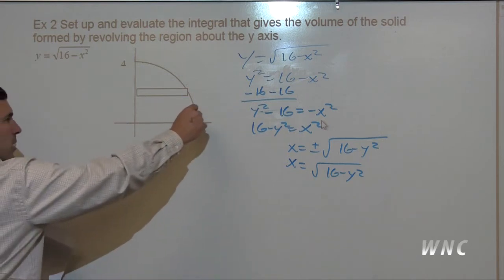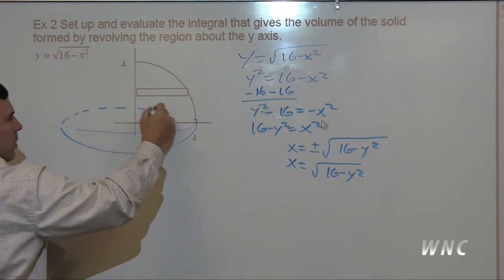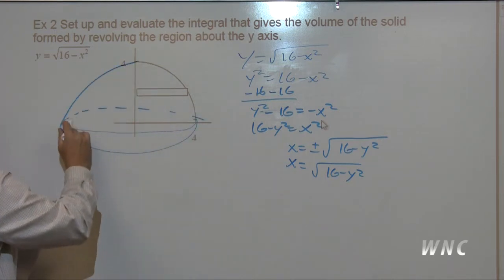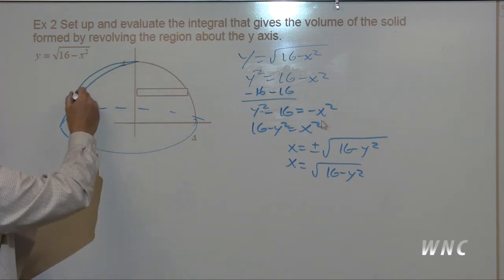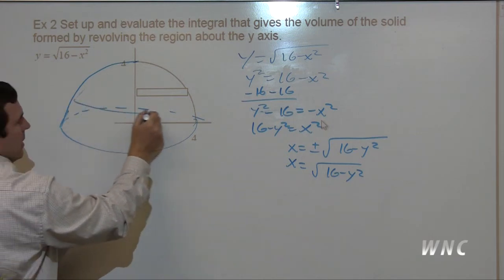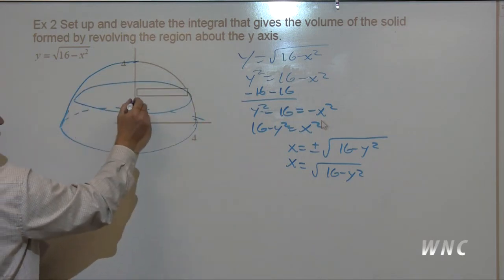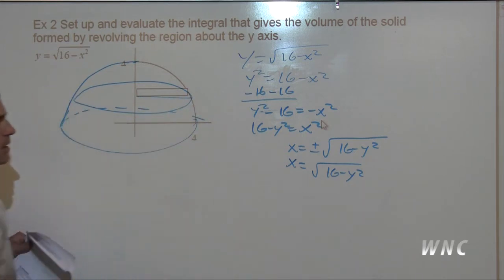So this shape is going to go around the y-axis. Not quite symmetrical, but you get the idea, I hope. So imagine this as a disk here. We need to get the radius of that disk. The radius is going to be this function, x equals the square root of 16 minus y squared.